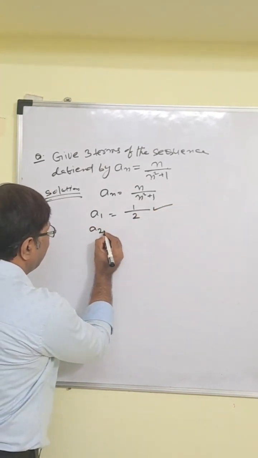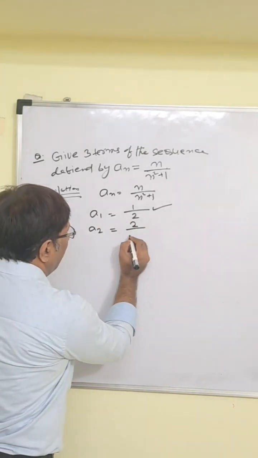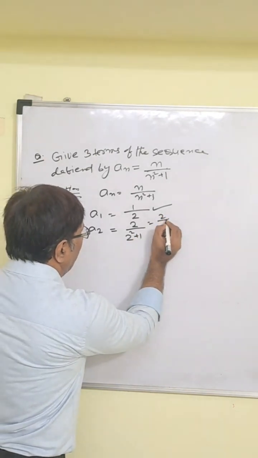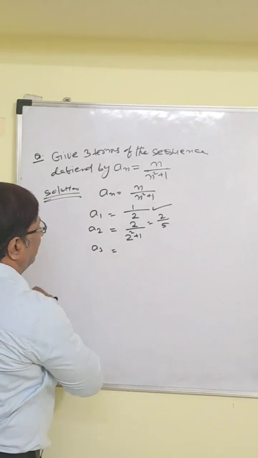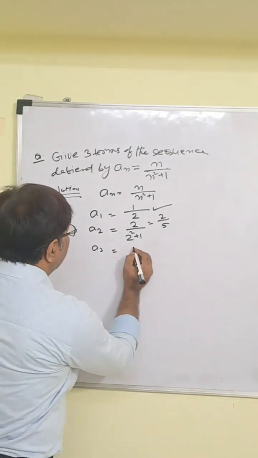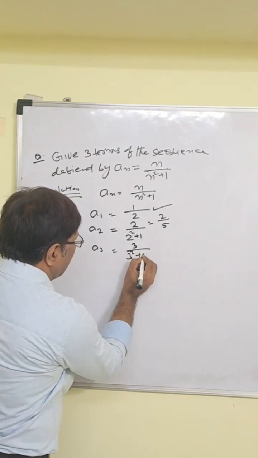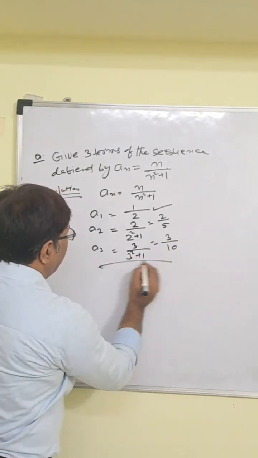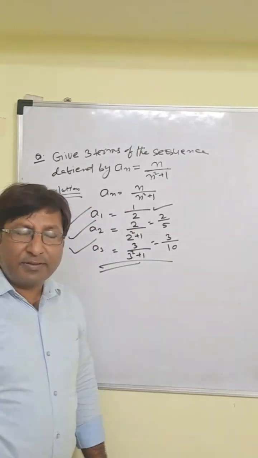Similarly, the second term of the sequence. Put n equal to 2. So this is 2 and this is 2 square plus 1. We'll get 2 upon 5. Similarly, the third term: just put n equal to 3, we will get 3 upon 3 square plus 1, that is 3 upon 10. These are our three terms: first term, second term and third term of the sequence.